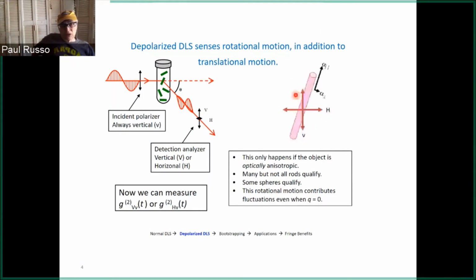The point is that the light fluctuates, and we can look at those fluctuations by dynamic light scattering. From the dynamic light scattering fluctuations, we can figure out how fast it's rotating.